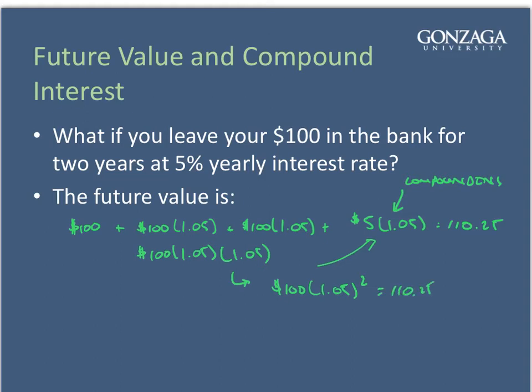So more generally, the future value of any investment n years in the future is the value you start with today times 1 plus the interest rate raised to the number of years. So 2, 3, 4, 5 years, raised to the 2, 3, 4, 5. So that's how we're going to do a simple loan over multiple years.